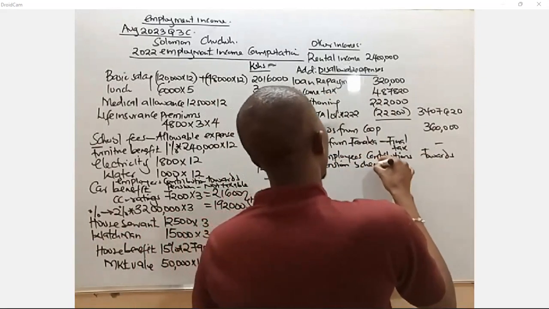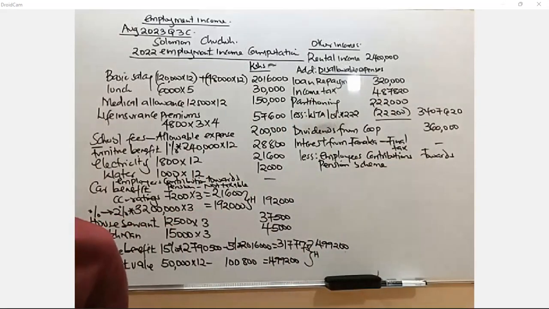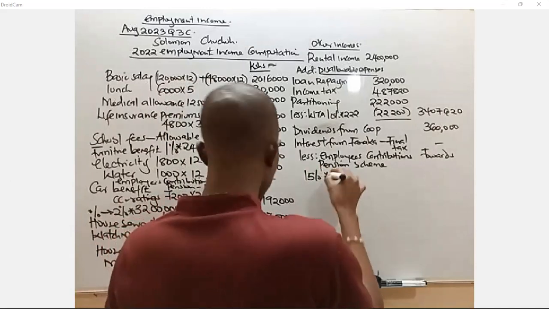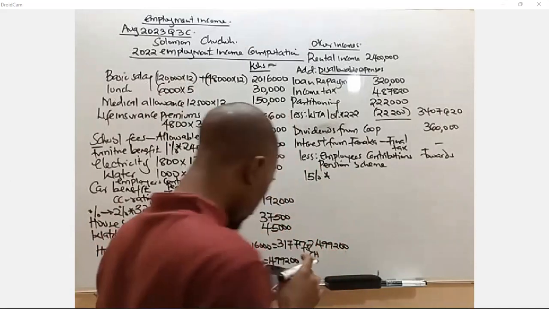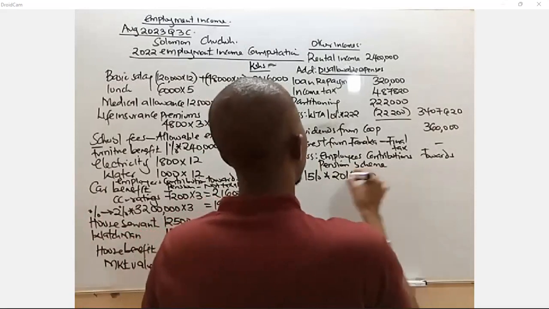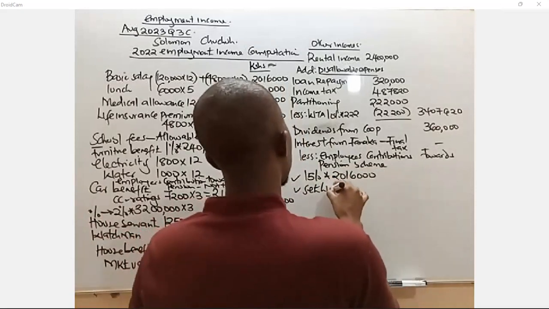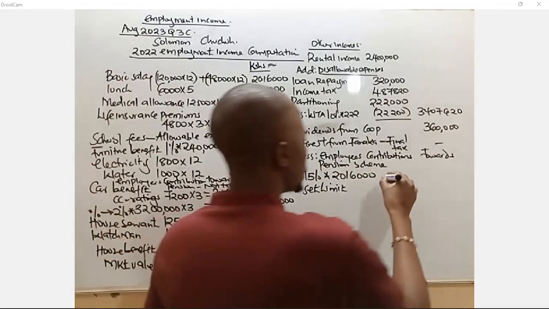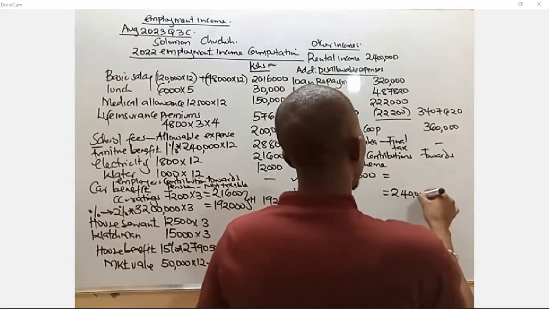So you come and you contribute the whole month or the whole period. So how much was the employer able to contribute? We are being told very well here that he contributed 15% of his monthly basic salary. So it will be 15% of how much? 15% of 2016. Right? Then you compare that with the set limits. You come and contribute mwaka mzima, let us see. So the set limit should be how much? So he contributed 240. The set limit is 240,000.